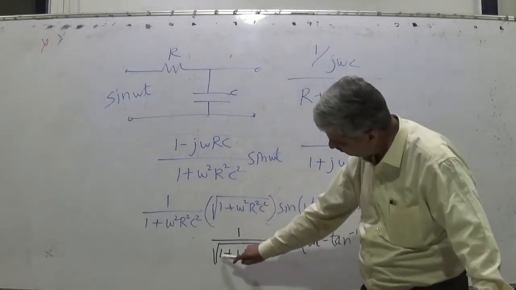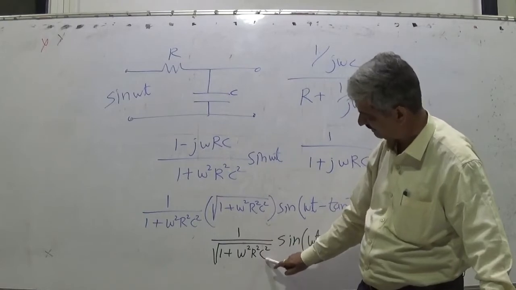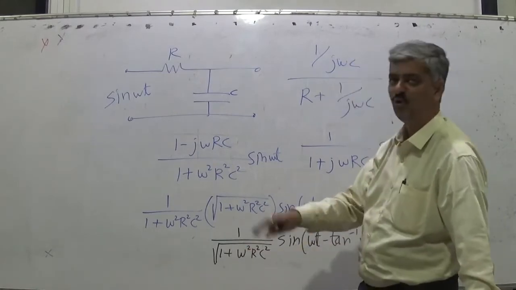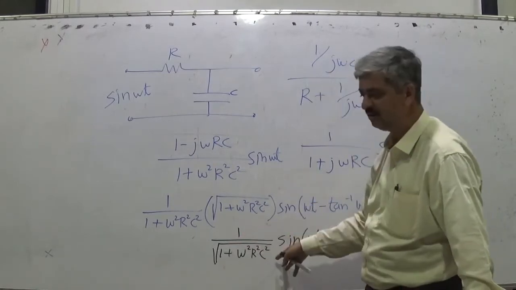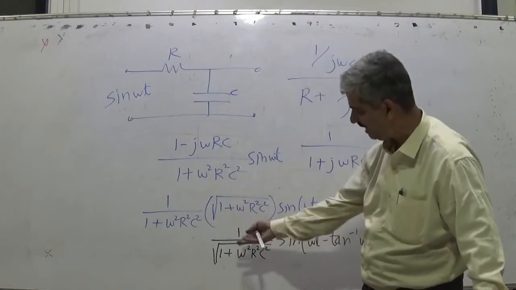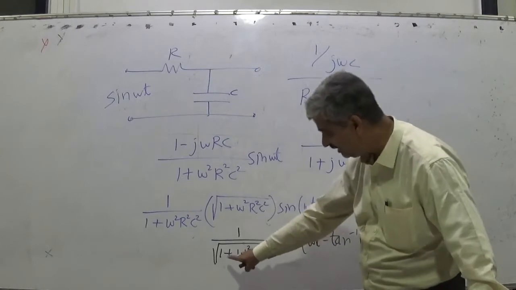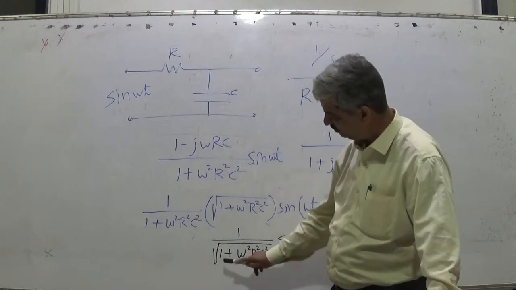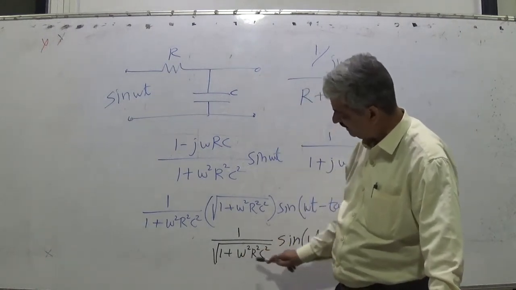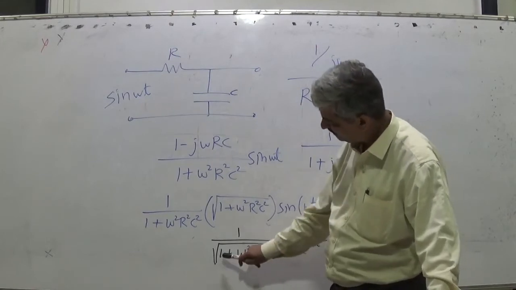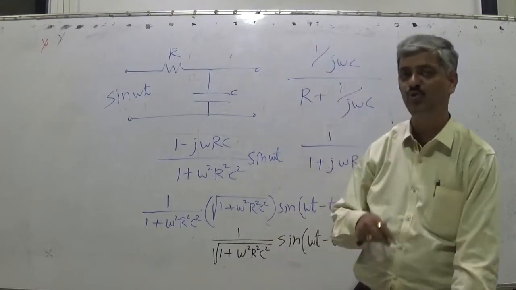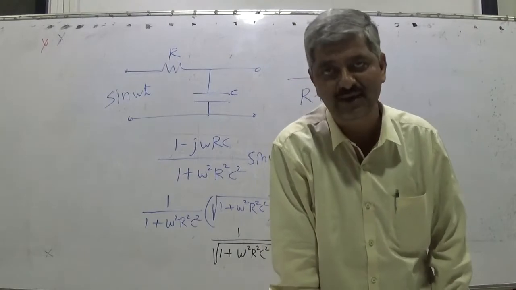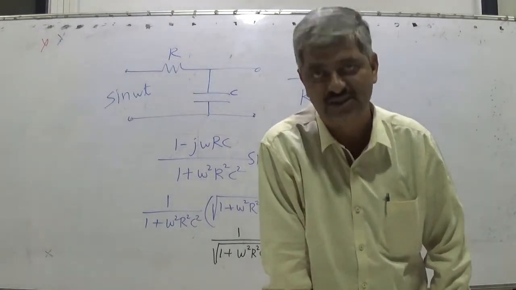So what happens? 1 upon under root 1 plus omega square R square C square. Obviously, for less omega this will be less, for more omega this will be more, for 0 omega it will be 1, for infinity omega it will be 0. For what omega will the denominator be root 2? This is 1 and this term should become 1. If this term becomes 1, then the denominator will be 1 plus 1, under root 2. So 1 upon root 2 is 0.707. It is called the cutoff frequency, the frequency at which gain becomes 0.707, or 1 upon root 2.